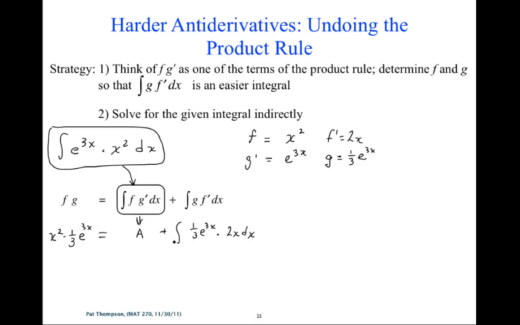So the big question is, is this integral easier or doable compared to the first one we had? We've got 1/3 e to the 3x times 2x. Can we do that easily? Or at the very least, is it better? It's better, right? Because instead of x squared, we have x to the first. But it's kind of like we're back to the same problem we started with. We still don't have undoing the chain rule. So what do we do?